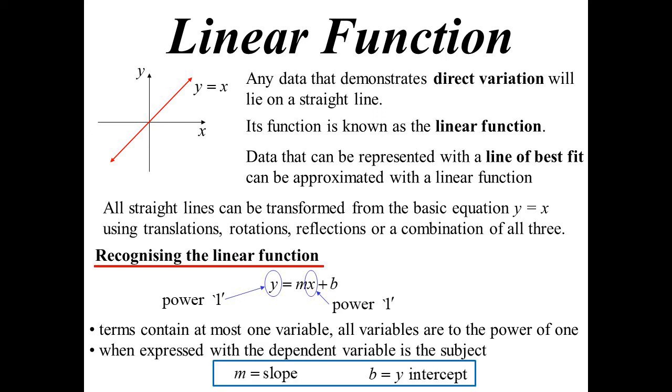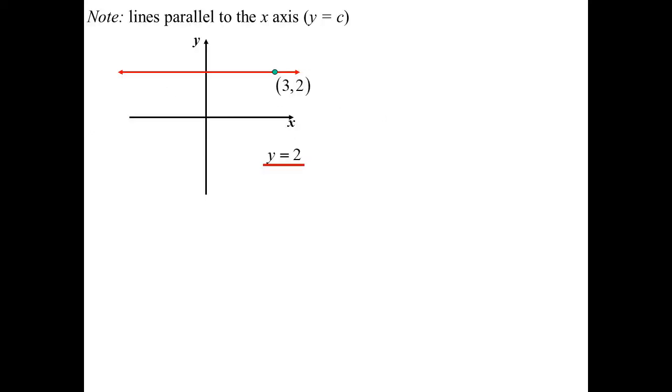When you express it like this, with y being the subject, you can look at that equation and tell good pieces of information. The coefficient of x is always the slope of the curve, or the line. And b, the constant, is always the y-intercept. There are some special ones, of course.